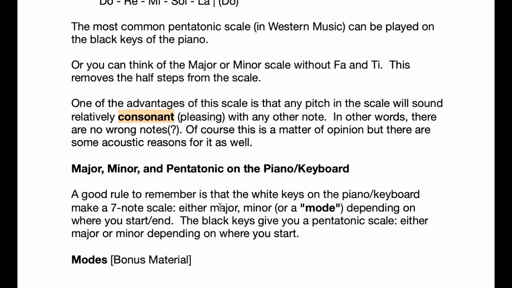So, just to sum that up, a good rule of thumb for playing the major, minor, and pentatonic on the keyboard is that the white notes on the keyboard make your major and minor scales, starting on either C for the major or A for the minor. And the black keys by themselves make the pentatonic major or minor, or just the pentatonic scale, we can call it. And then, of course, the chromatic scale uses all the black and white keys.